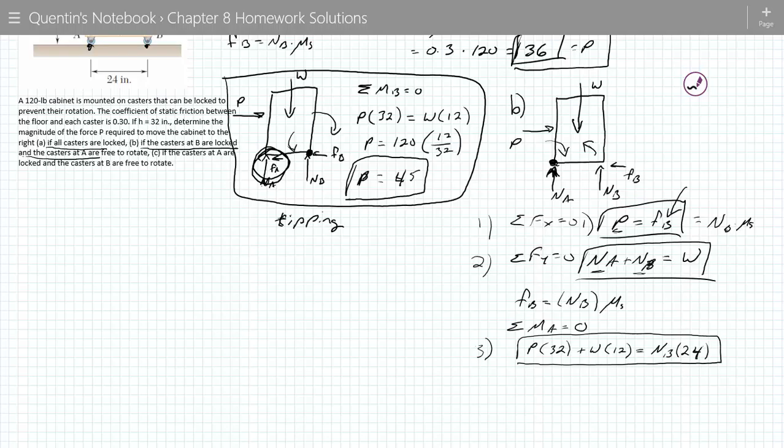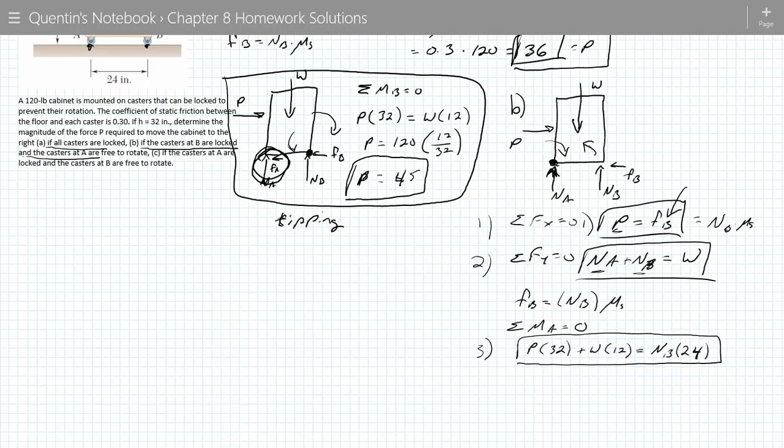So since I'm looking for P, I'm going to look at one of these up here, and I'm going to say, you know what, I can solve this for P.